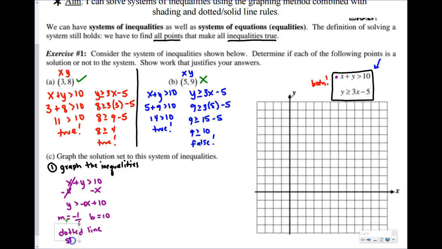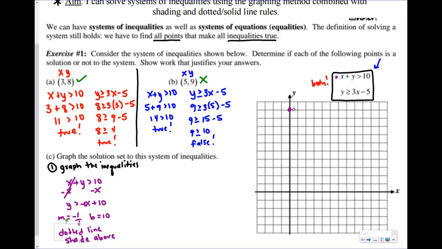And I'm going to shade, because remember we have to shade when we have inequalities. I'm going to shade above this line, because it's greater than. So I'm going to go ahead and graph this. So b is 10, so I'm going to count to 10. 1, 2, 3, 4, 5, 6, 7, 8, 9, 10.